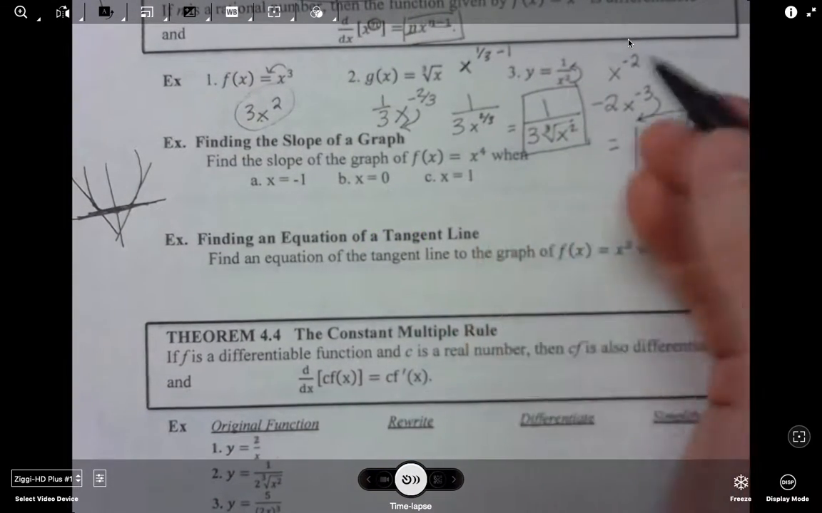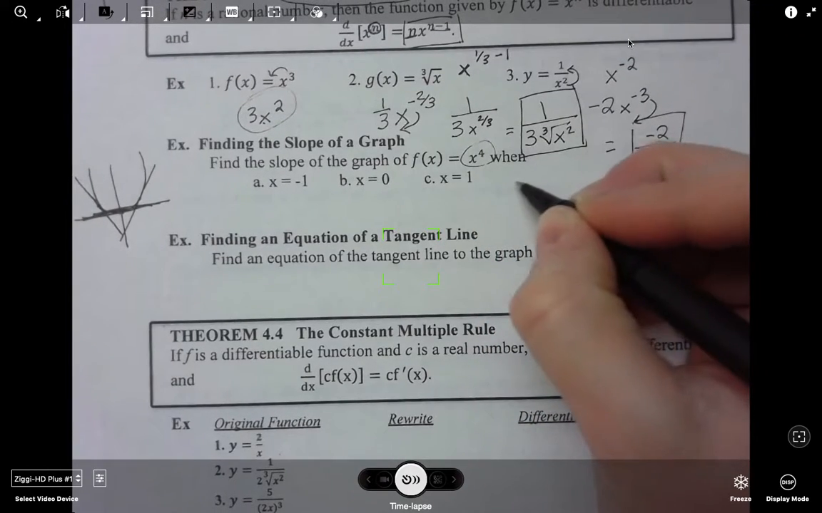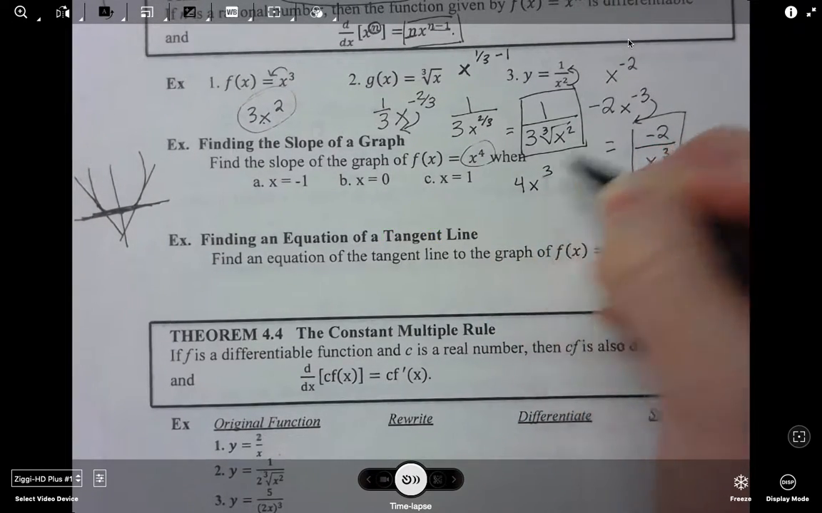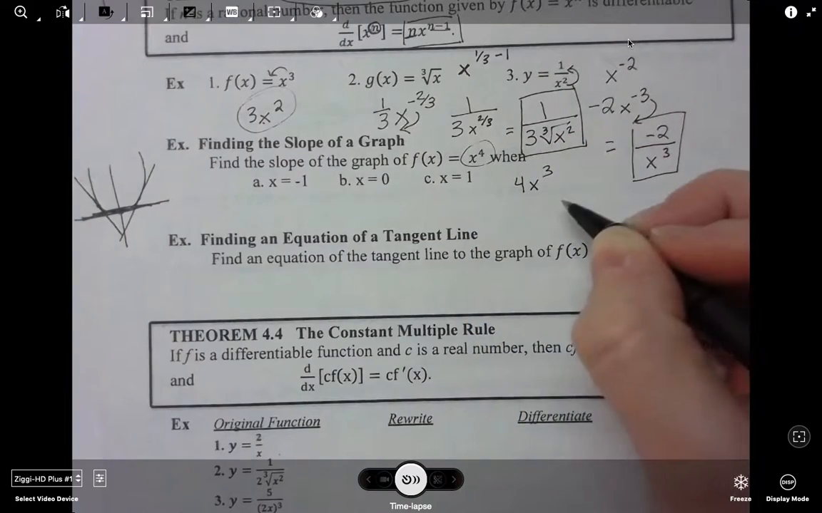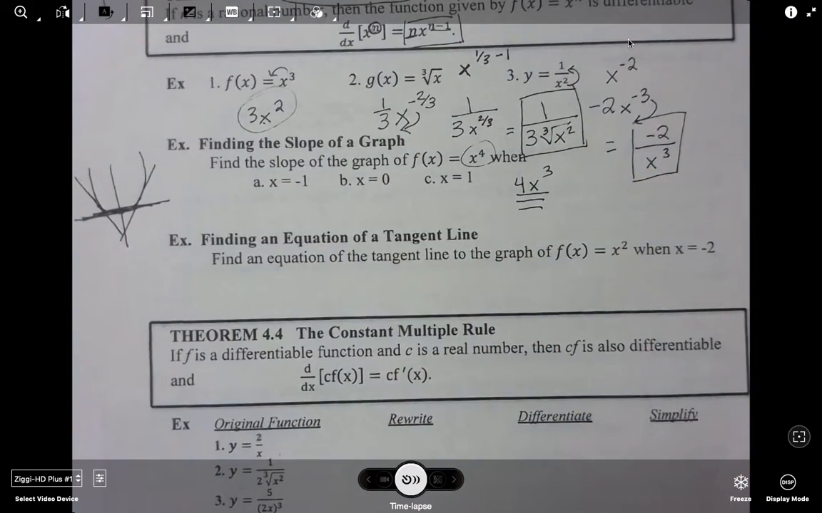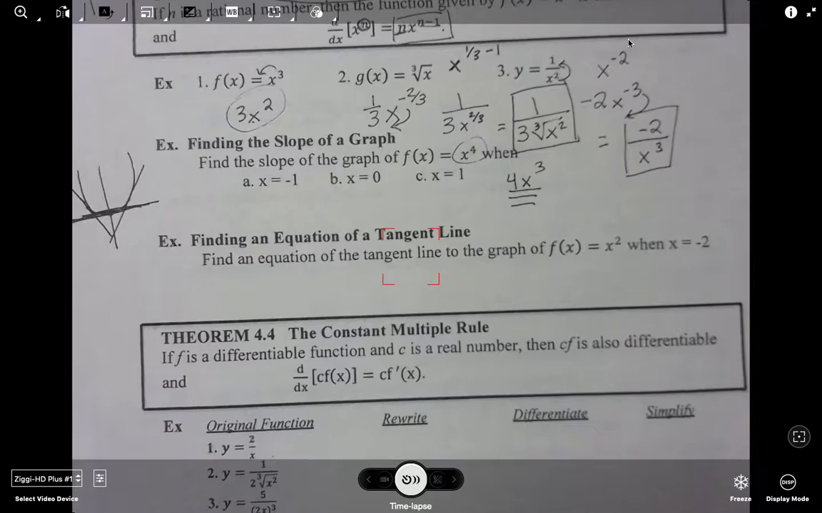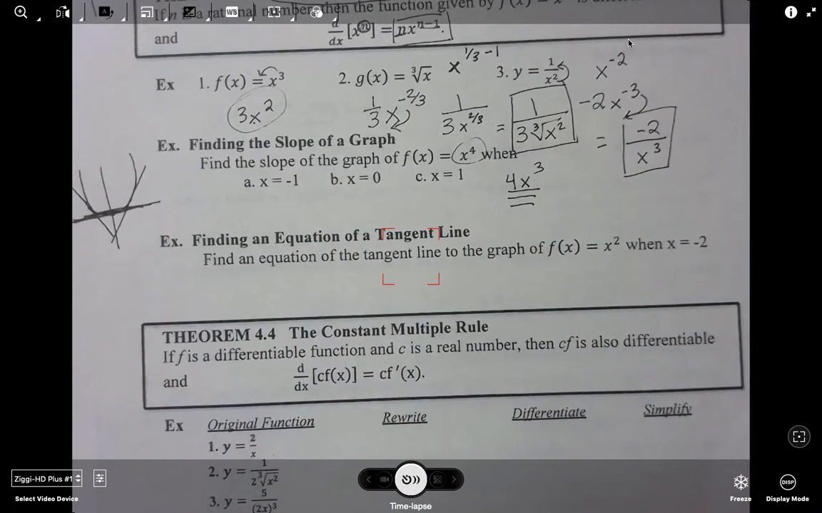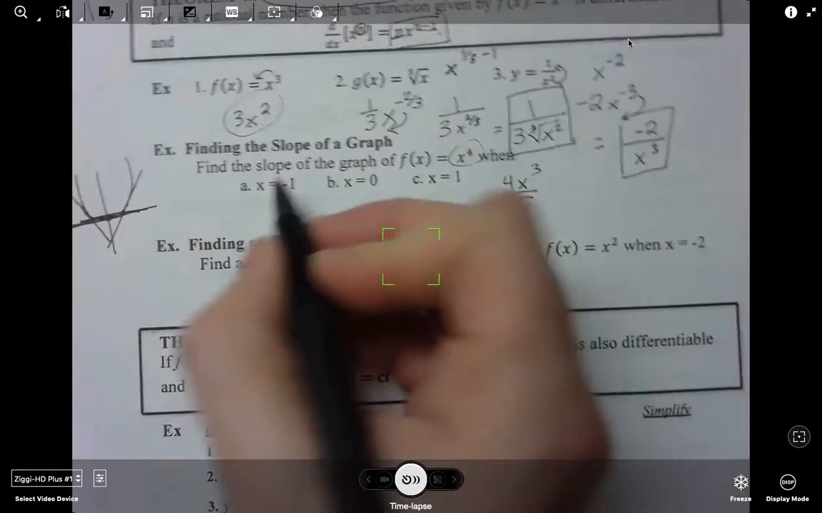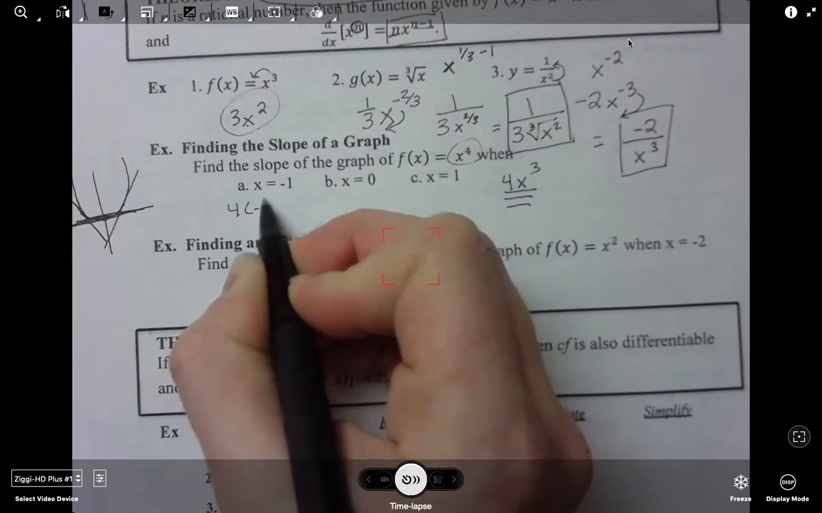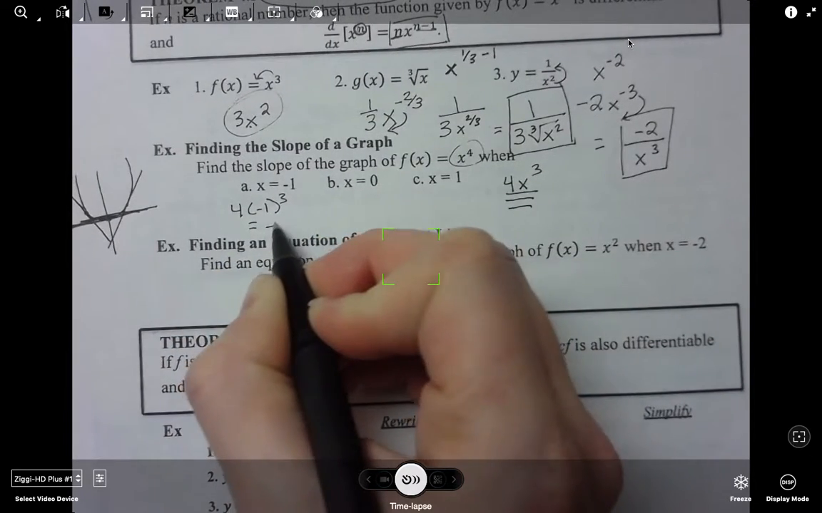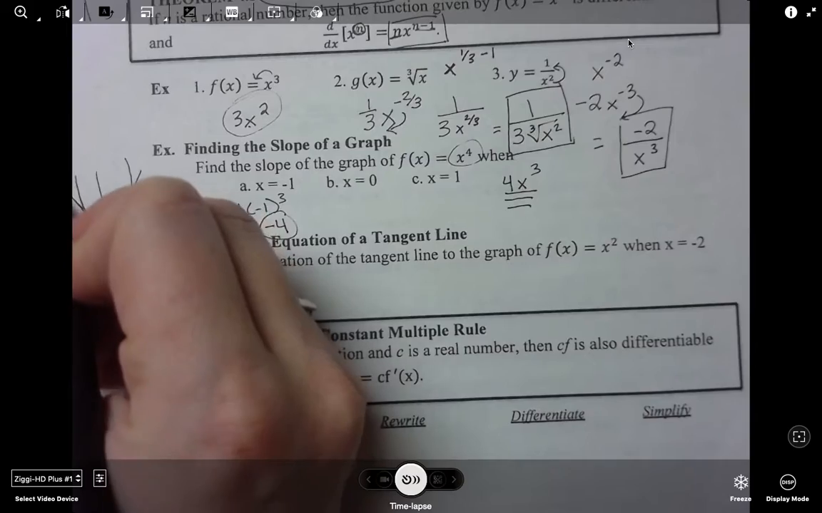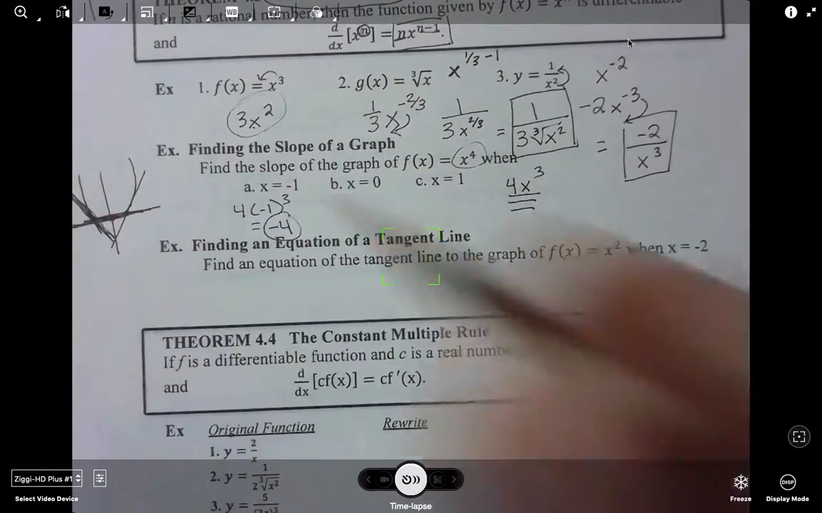So in order to do that, I take the derivative of x to the 4th, which is 4x to the 3rd. Drop the 4 down in front, subtract 1 from the exponent, 4x to the 3rd. That's going to give me the slope of my tangent line, but I have to plug the point in before it will give me the numerical slope. So 4 times -1 to the 3rd power will be -4. This line right here has a slope of -4.